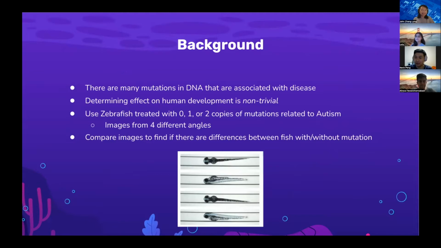So our project background is that we want to study the effect of mutations in DNA on the physiology and the development of humans. In order to do that, we take zebrafish and inject them with mutations that we believe are related to autism. Each zebrafish will have 0, 1, or 2 mutations.